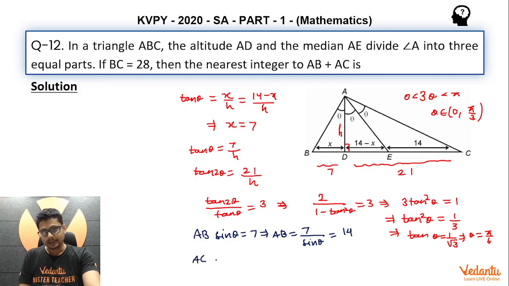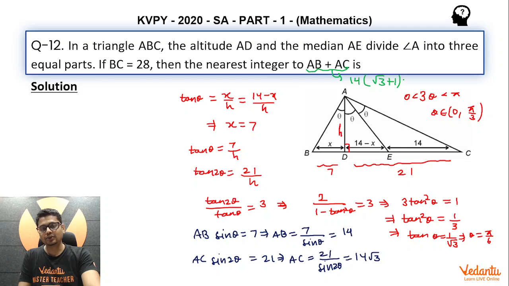And AC, similarly, AC sine 2 theta, if you consider triangle ADC, is essentially DC, which essentially is 21. So that means you may say AC is 21 by sine 2 theta. Now what will sine 2 theta be? Sine pi by 3. That means root 3 by 2. That essentially means AC is 14 root 3. So here AB plus AC is essentially becoming, if you see carefully, 14 times root 3 plus 1.